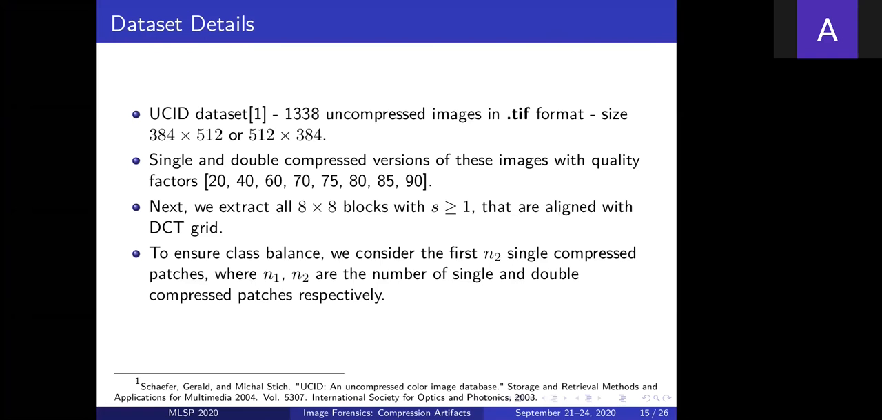As the number of distinguishable blocks reduces with the number of compressions, the number of single compressed blocks is greater than number of double compressed blocks. In order to ensure class balance, we reduce the number of single compressed blocks to match the number of double compressed blocks.